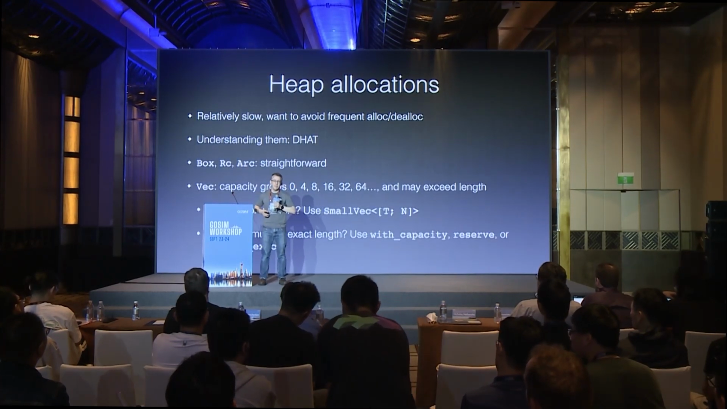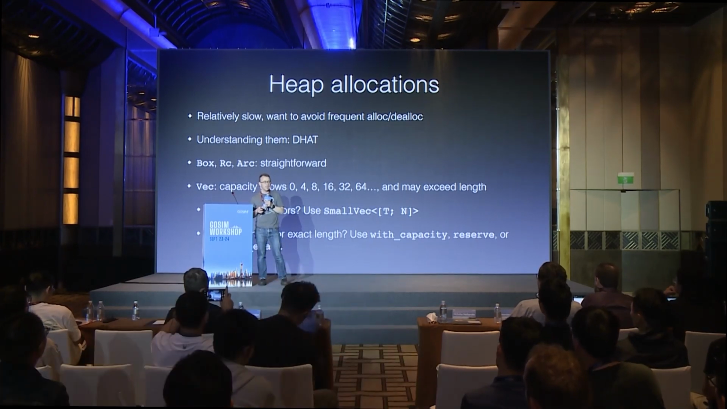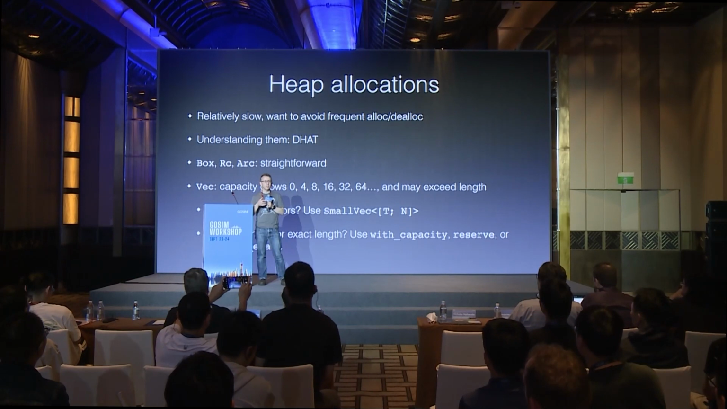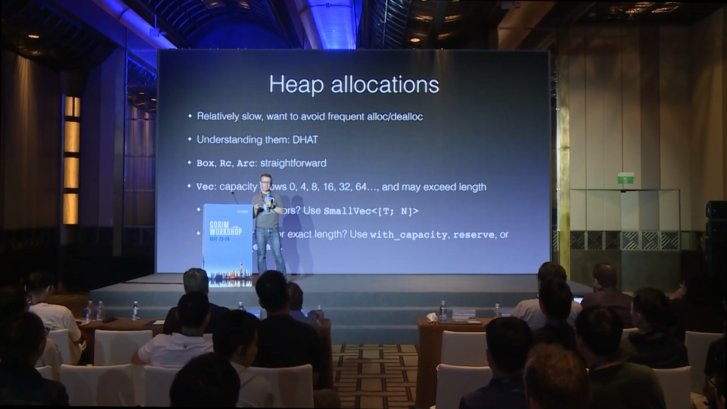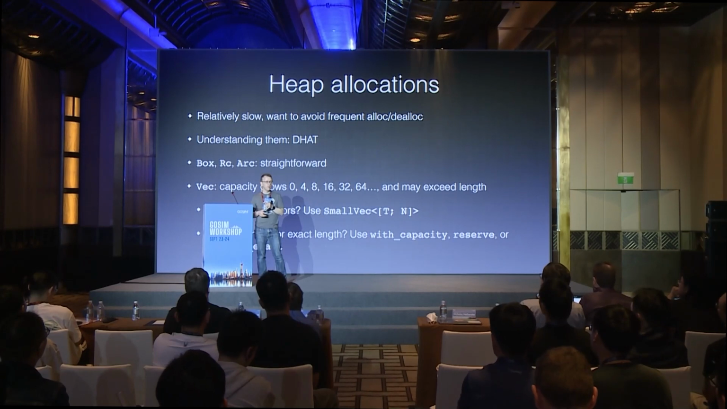So the next topic is heap allocations. This is a big topic. Heap allocations are relatively slow. You want to avoid doing lots and lots of allocations and deallocations. So the profiler that I like to use the most for understanding where allocations happen in your program is called DHAT. It's one of the Valgrind profilers.